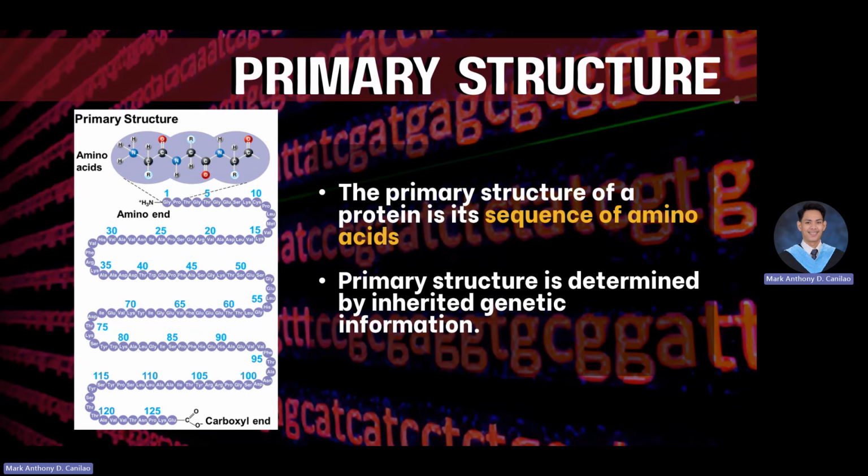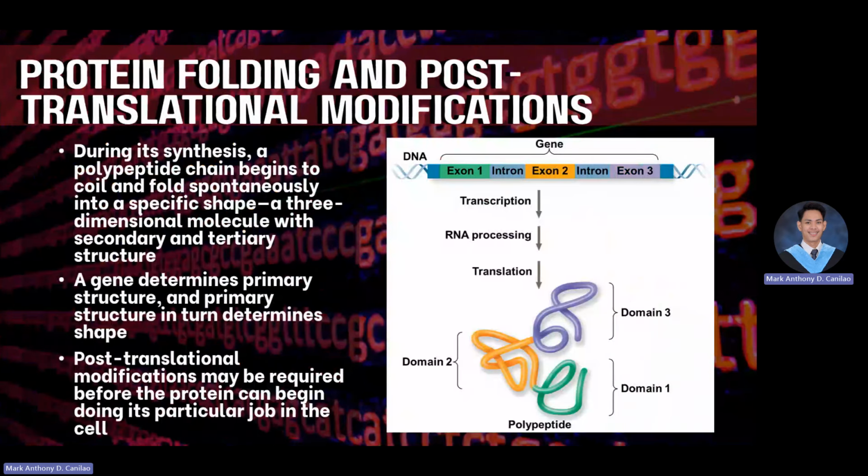And again, the production of protein is dependent on the necessity of the species. It will produce different type of sequences of amino acid based on structural and kung ano pang kailangan niya sa kanya. Okay? So protein folding and post translational modification happens during the synthesis of polypeptide.